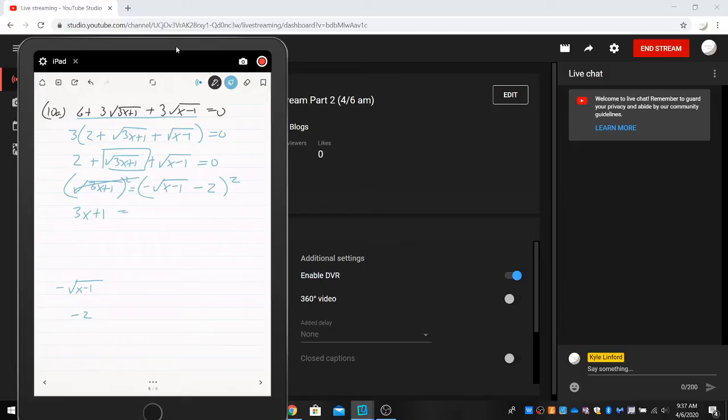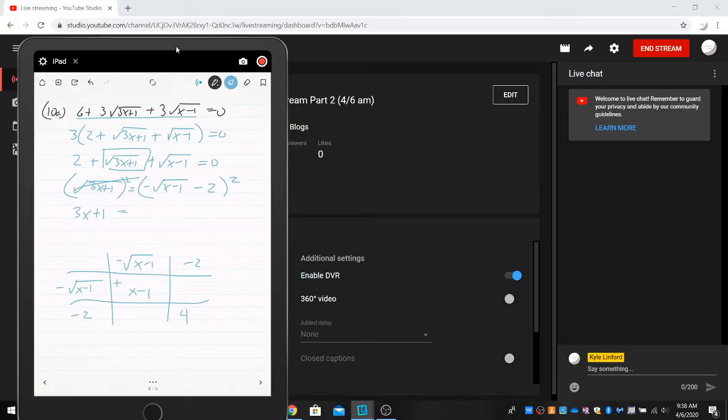And this is why scrap paper is really important, or having very organized work, because you can see how each of these equations that we're working with, the process really just continues to pick up more and more and more. So negative times negative is going to be a positive, and I have the square root of x minus 1 times root x minus 1. Well, that's just x minus 1. And then negative 2 times negative 2 is positive 4.